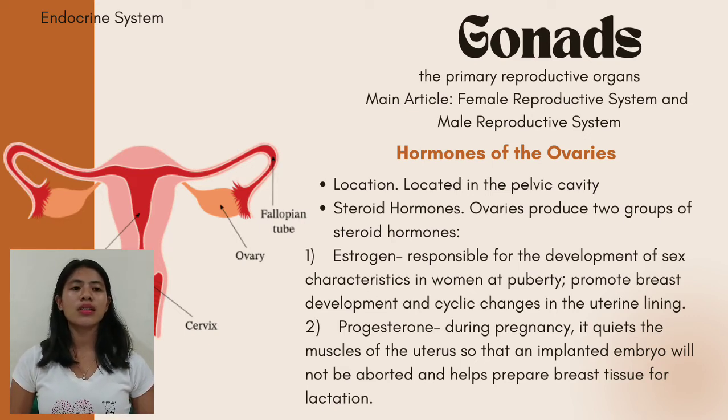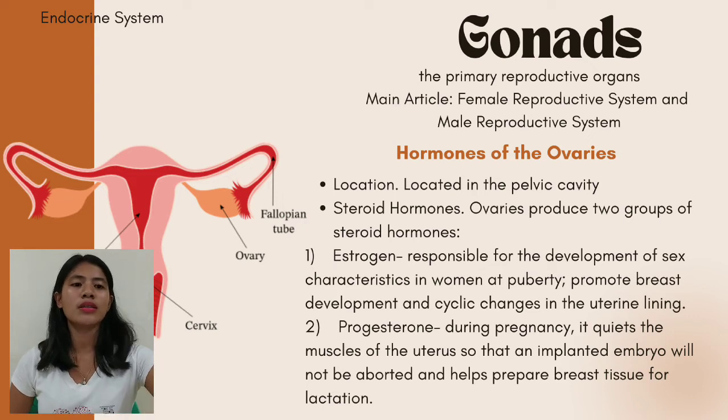Estrogen is responsible for the development of sex characteristics in women at puberty, and promotes breast development and cyclic changes in the uterine lining. Estrogen is instrumental in breast development, fat distribution in the hips, legs, and breast, and the development of reproductive organs. We girls develop the reproductive organs through estrogen.